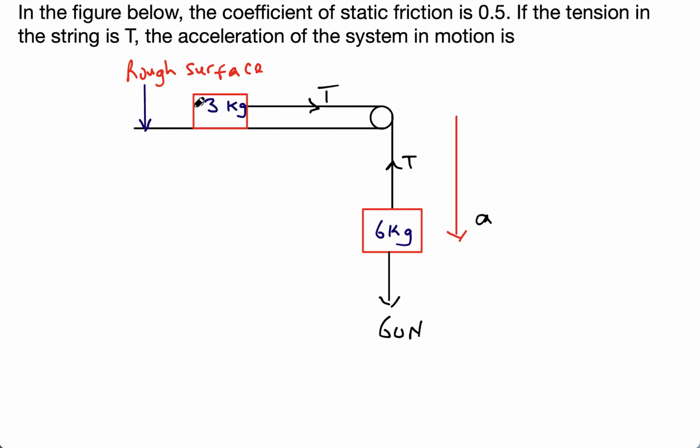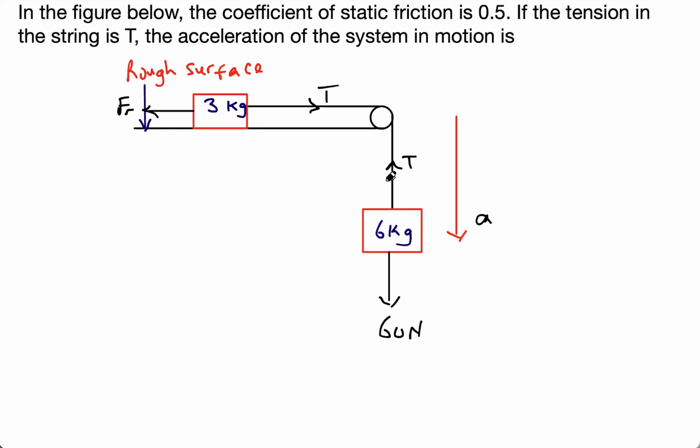But because this is a rough surface, of course, the direction of motion is going to be to the right. Therefore, the direction of friction is going to be to the left. So we have frictional force to the left. Note, frictional force opposes the direction of motion, not necessarily the direction of the applied force.